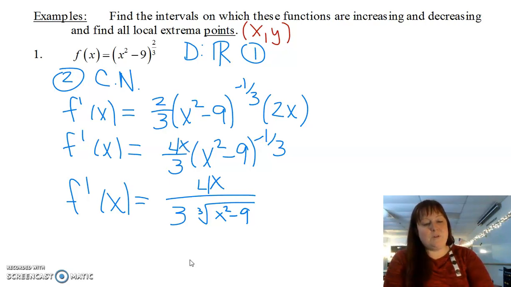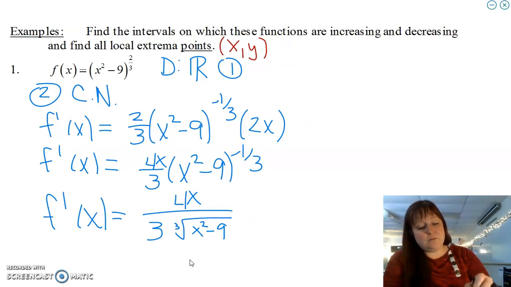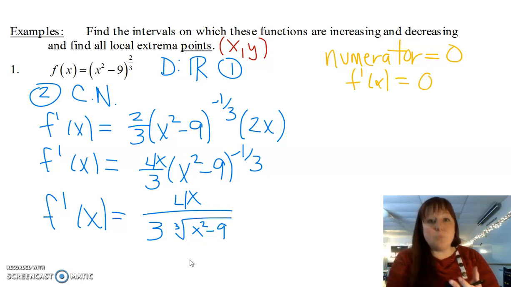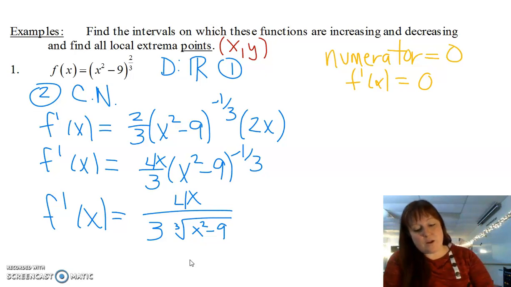Okay, we can see where it's equal to 0 and where it's undefined. So remember, if the numerator is equal to 0, then f prime of x is going to be equal to 0, right? So when we want to find when f prime of x is equal to 0, we look at the numerator. What is the numerator doing?